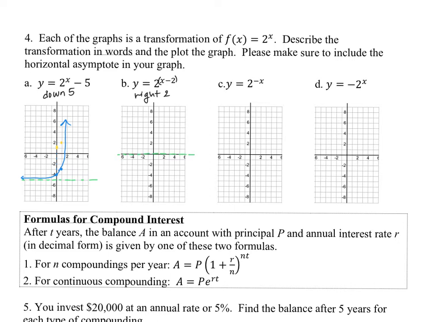Okay, my y-intercept is normally (0, 1). If I move it to the right 2, it's going to go over here. Normally 2 to the 1 is 2, so normally I have a nice point here. If I move that to the right 2, I have a point here. I know this has to go down towards my horizontal asymptote, and then the other side must be increasing.